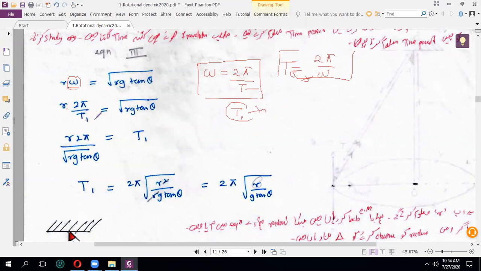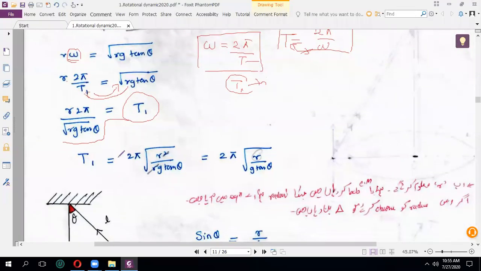Next, take this T1 from the right hand side and take this whole RG tan theta from the left hand side. Except T1, this part has to be replaced. What we are getting: R into 2 pi upon square root of RG tan theta, and on the right side, we are getting T1. Correct? This part is clear.